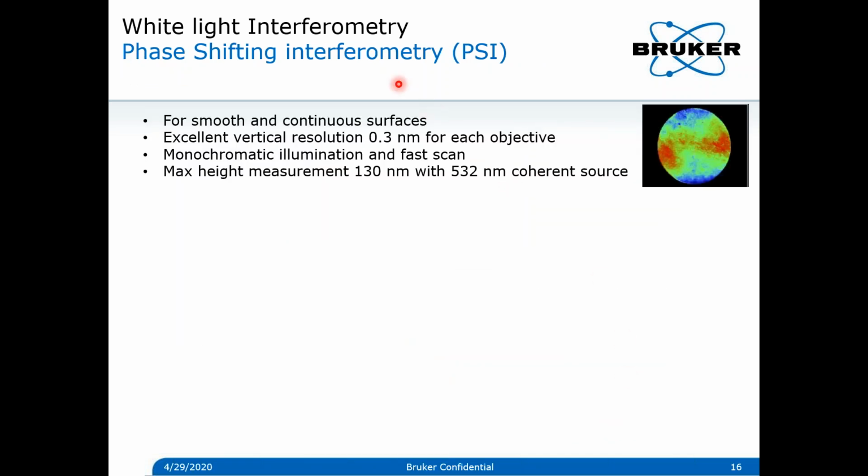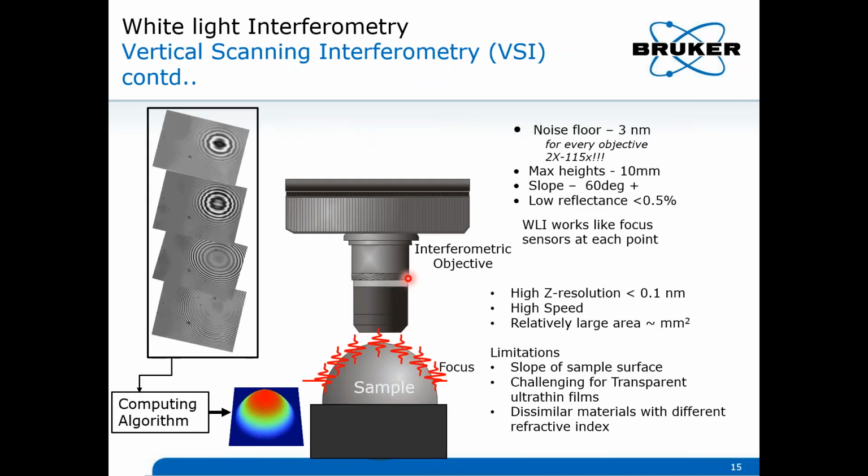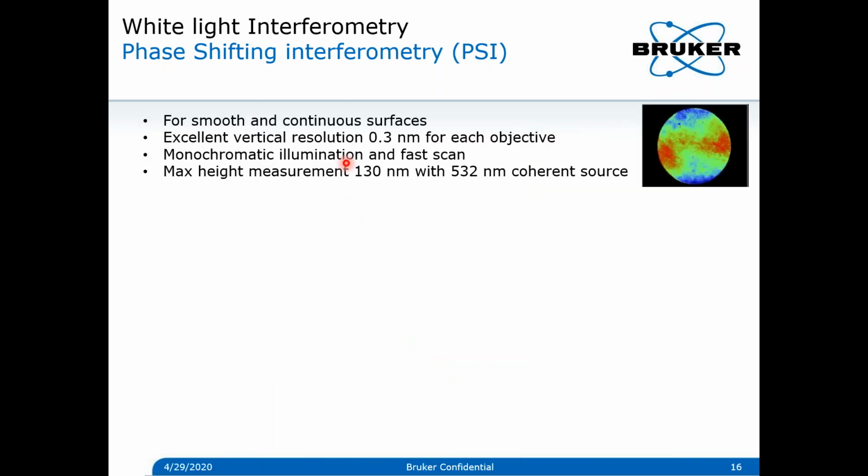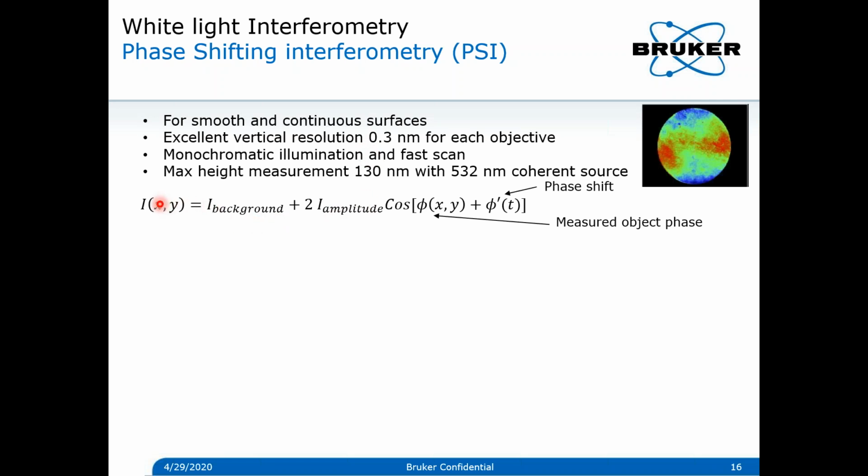Now, the next method which we use is phase shifting interferometry, which is called PSI. The VSI, as we mentioned earlier, is typically used for rougher surfaces, but for relatively very smooth surfaces, we use phase shifting interferometry, where we take advantage of a parameter of the light, which is the phase. So what we do here is, if you look at the interference intensity, you have a term called I background and I amplitude, which is coming from the interference, and there is a cosine factor over here.